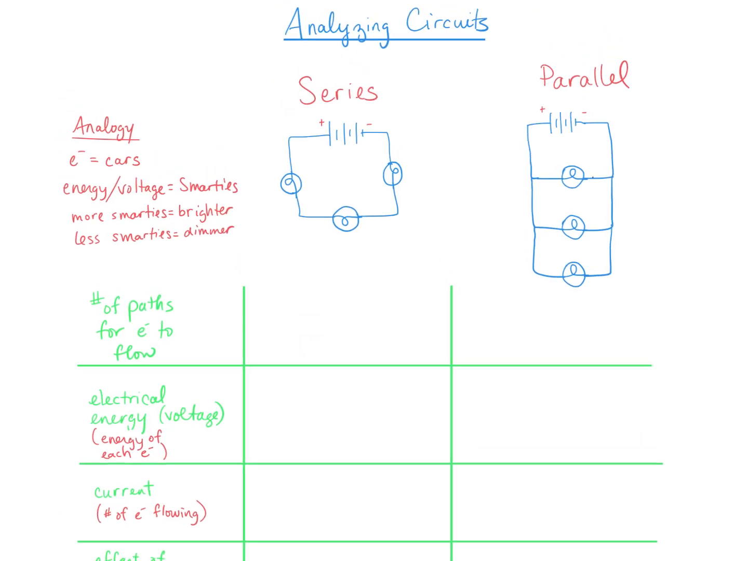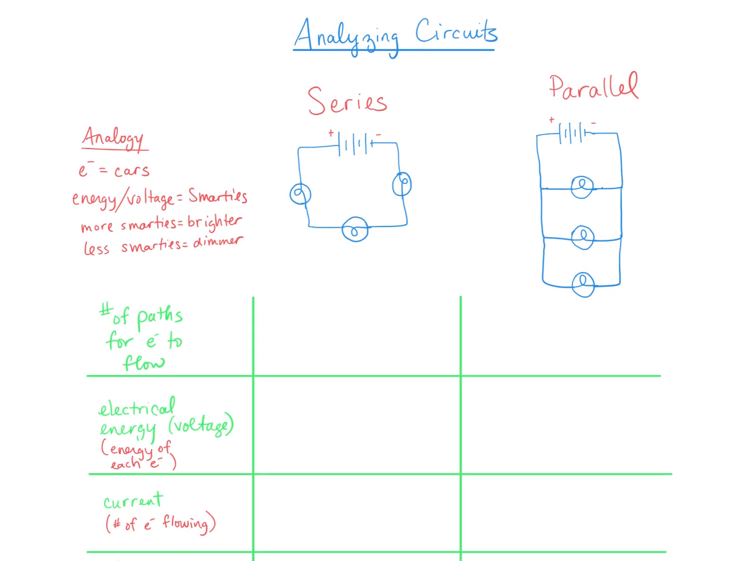To help you understand this, as opposed to just memorize answers, we really want to build a deeper understanding. An analogy could be helpful. We could think of the electrons that are leaving the battery as cars, and the energy or voltage or potential difference of those electrons as being smarties. So ideally we're thinking about electrons as cars leaving the battery, moving through the circuit and returning to the battery. The idea is that the electrons or cars gain their smarties, their energy, from the chemical reaction in the battery, and they move through the circuit with their smarties.